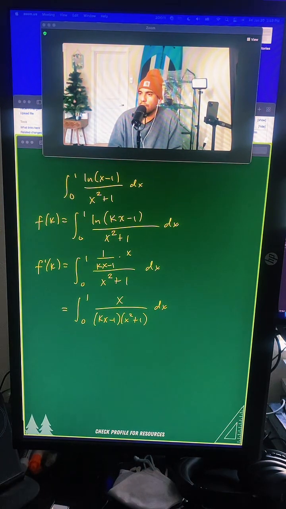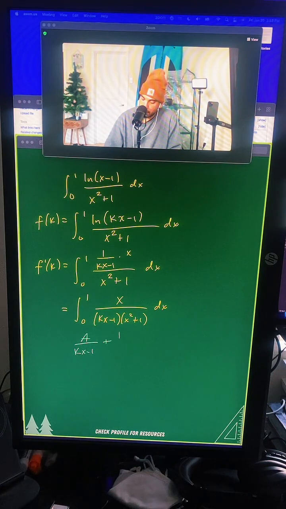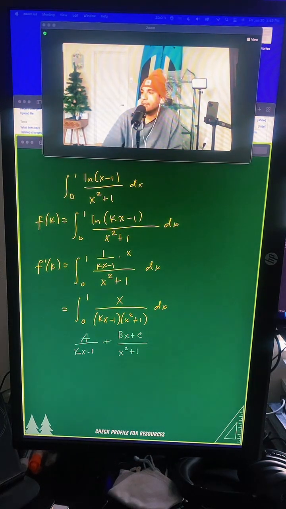So this is what I'm left with: x over kx minus 1 times x squared plus 1, and we're supposed to integrate this. I'm assuming that we do partial fractions, so I can rewrite this as a over kx minus 1 plus bx plus c over x squared plus 1. What do you guys think?